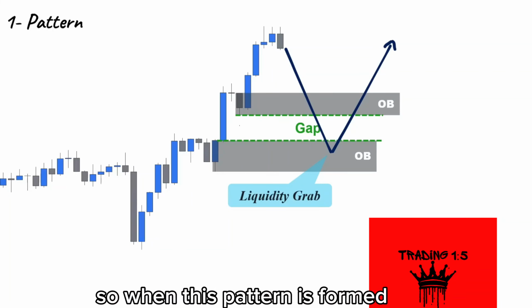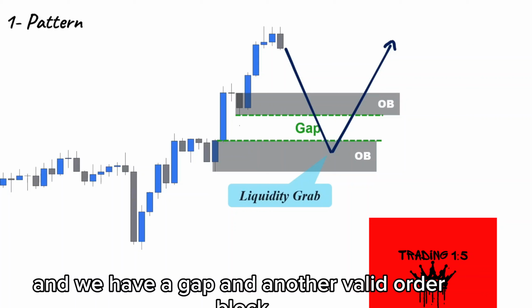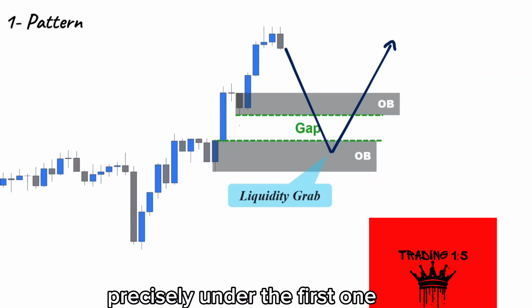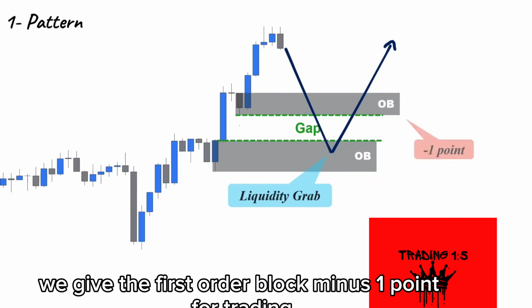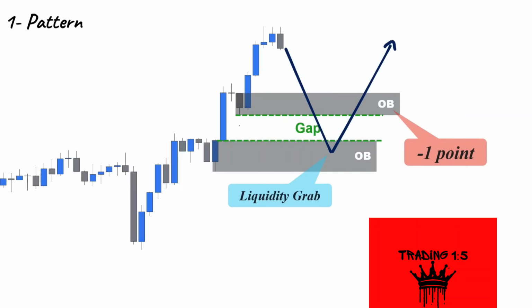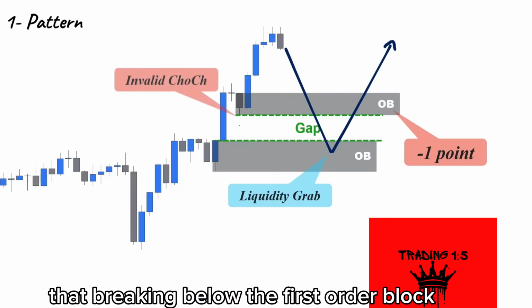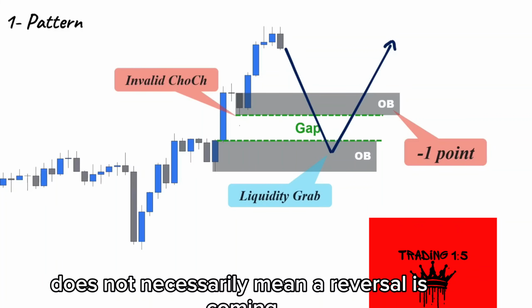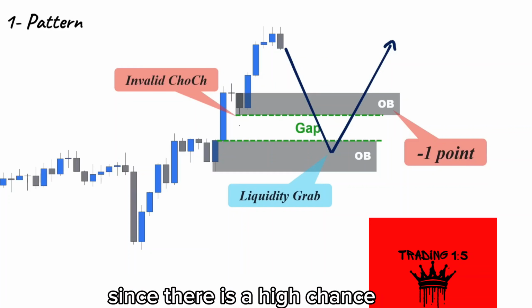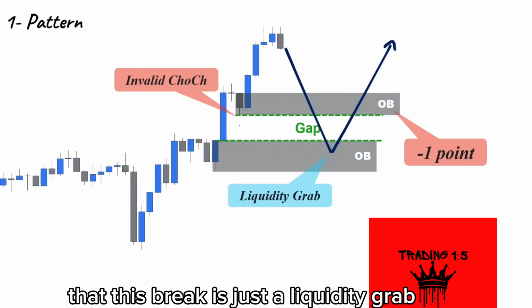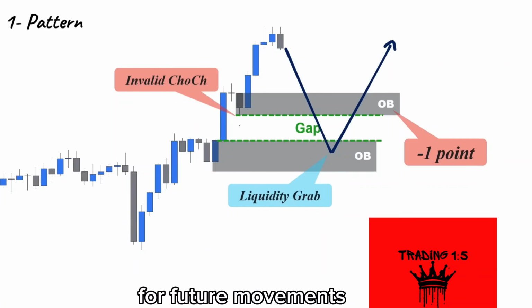So when this pattern is formed and we have a gap and another valid order block precisely under the first one, we give the first order block -1 point for trading. Also remember that breaking below the first order block does not necessarily mean a reversal is coming, since there is a high chance that this break is just a liquidity grab for future movements.